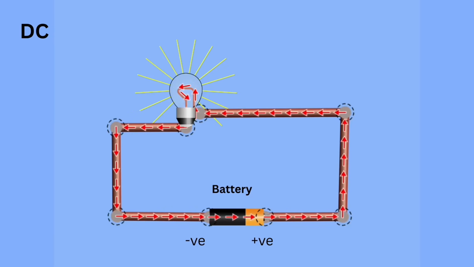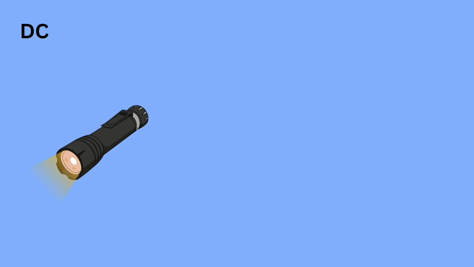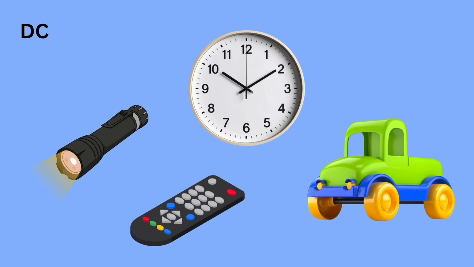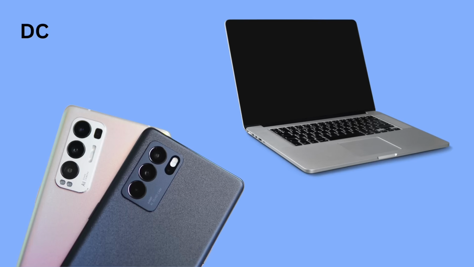A battery is the most common source of direct current. Devices like torches, wall clocks, toys, and TV remotes all work on this type of current. Another everyday DC example is mobile phones and laptops.